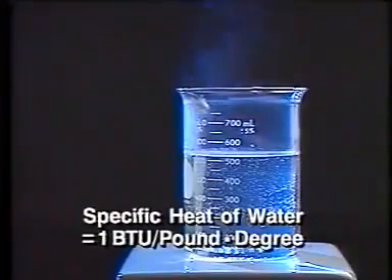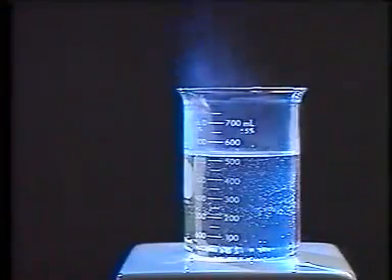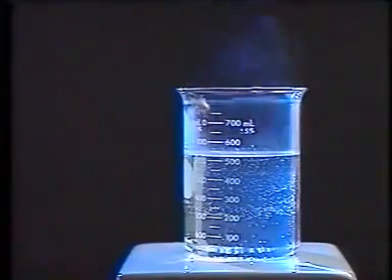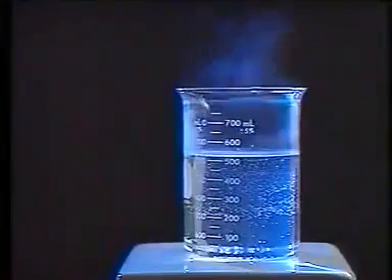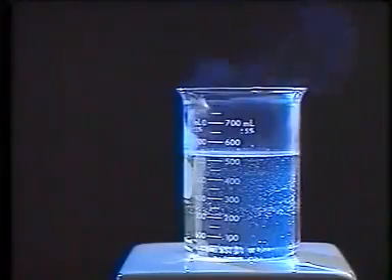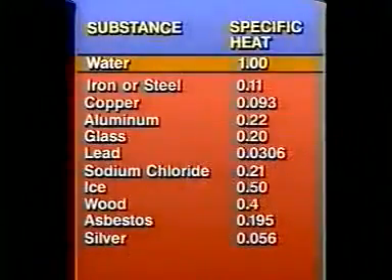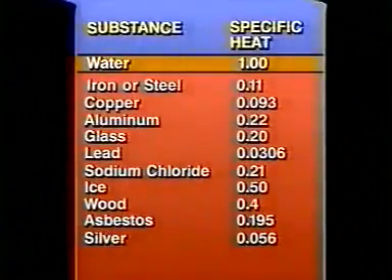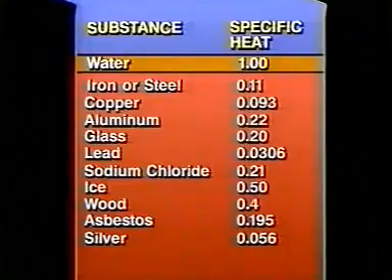Think about this question. If a 1 pound piece of metal heats up faster than 1 pound of water, will its specific heat be less or greater than 1? Most metals are good conductors of heat. They require less heat to change in temperature than water does, so their specific heat is less than 1.